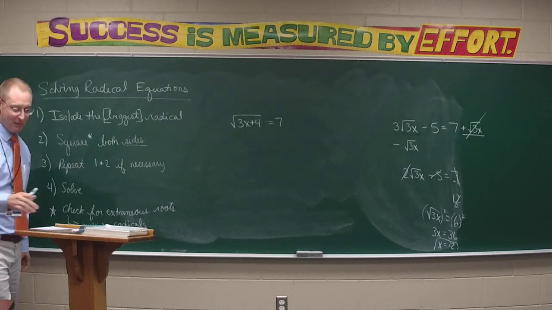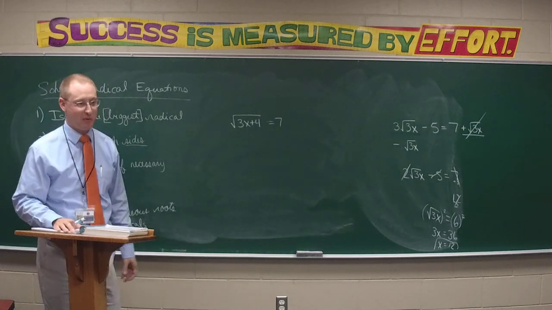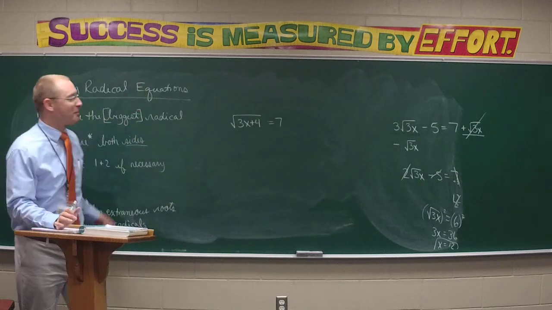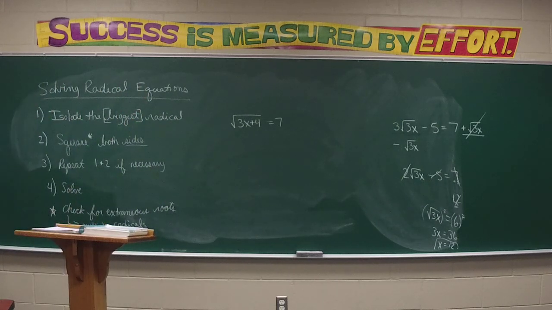This reminds me of the Wednesday night song leader. You know, it's like everybody's tired. Let's sing as slow a song as we can. You know, it's like, come on, we need to pick something that's faster. Anyway, isolate the radical, square both sides.